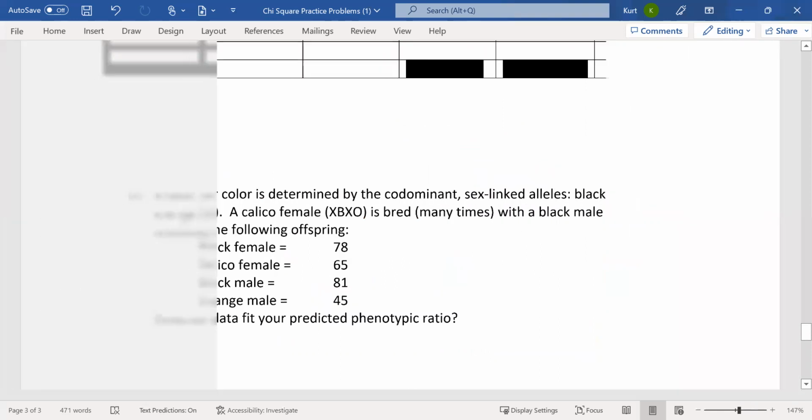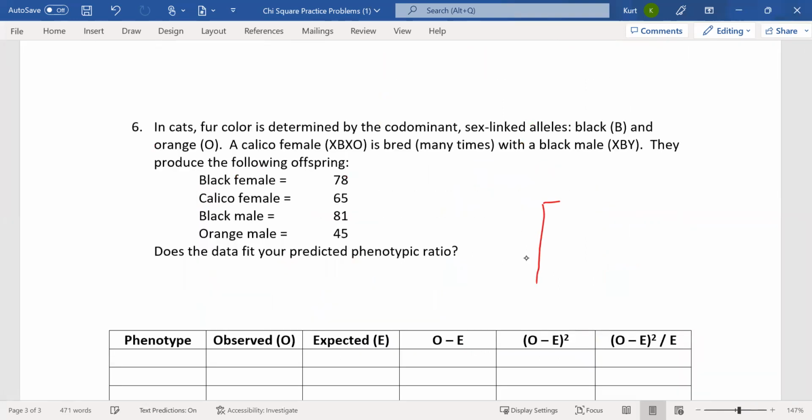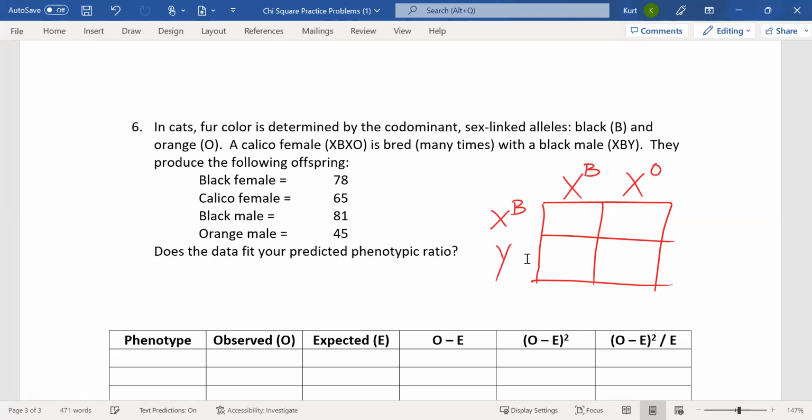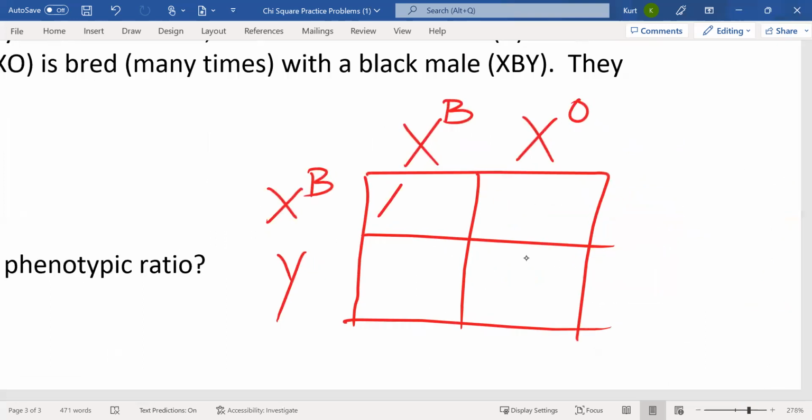I got 2 minutes left. In cats, fur color is determined by codominant, sex-linked alleles. When you hear codominant, does that mean intermediate of the two traits, or does it mean both traits are expressed? Both traits are expressed. Black and orange. A calico female is bred many times with a black male. They produce the following offspring. Here we go. Here's the female. Here's the male. Both traits are dominant, so you can't say dominant or recessive. You got to say it a little differently.